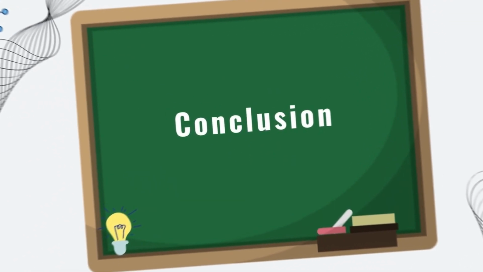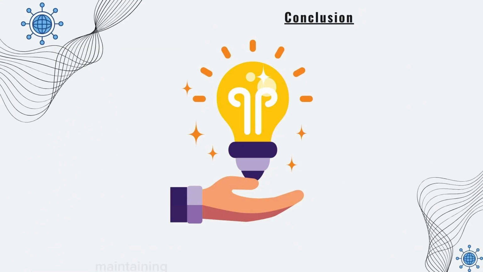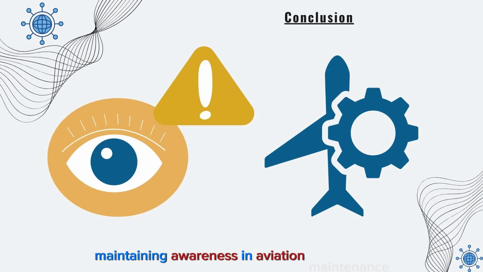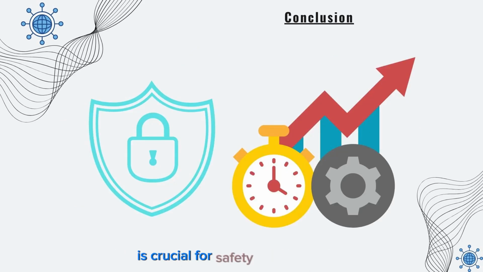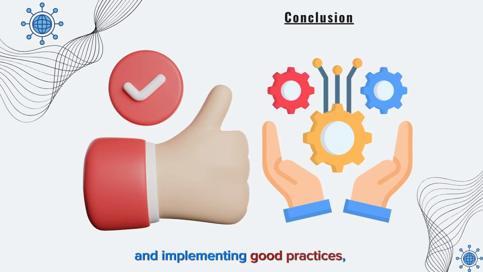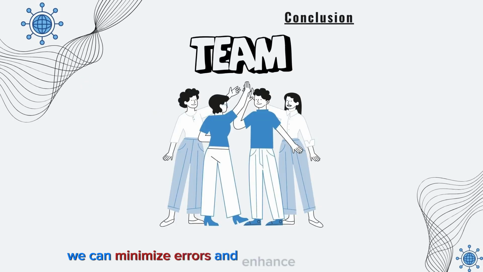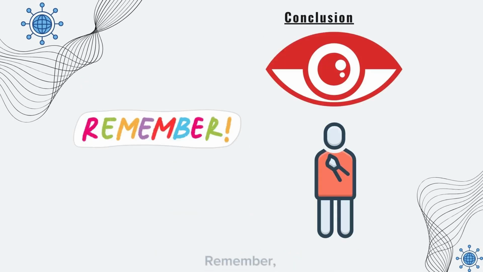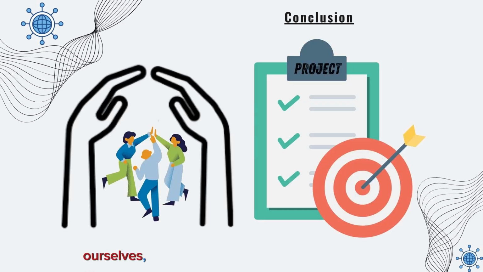Let's finish with the conclusion. In conclusion, maintaining awareness in aviation maintenance is crucial for safety and efficiency. By recognizing the importance of awareness and implementing good practices, we can minimize errors and enhance team performance. Remember, staying aware is not just about looking out for ourselves, but also about protecting our colleagues and ensuring the success of our projects.